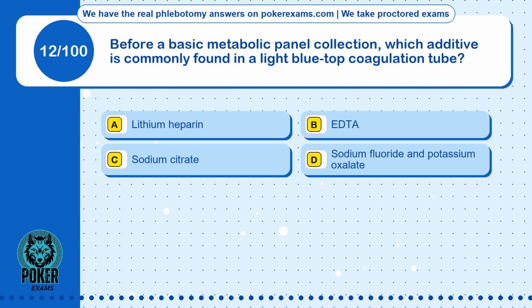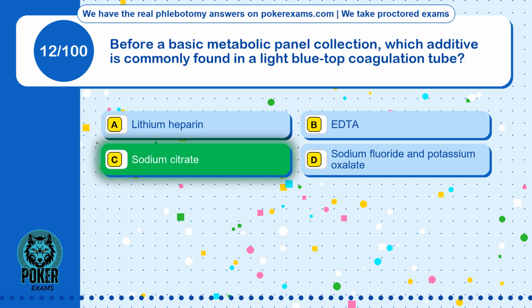Question 12. Before a basic metabolic panel collection, which additive is commonly found in a light blue top coagulation tube? Option A, lithium heparin. Option B, EDTA. Option C, sodium citrate. Option D, sodium fluoride and potassium oxalate. The correct answer is option C.